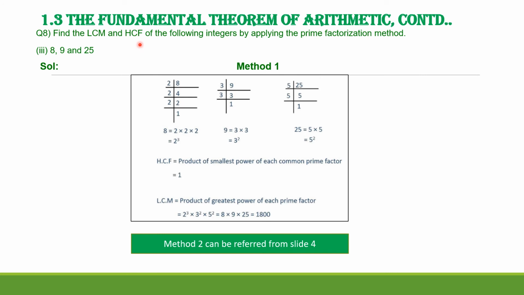Here we have to find again the LCM and HCF of the numbers 8, 9, 25. It's just a continuation of the previous slide, question number 3. So again, I think now finding out the LCM and HCF should be super quick and easy for you guys, so I'm not going to spend much time on that. We're moving to the next slide.